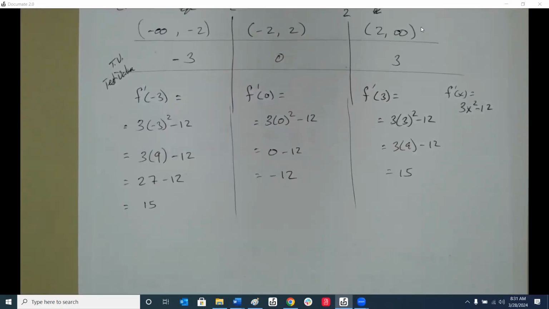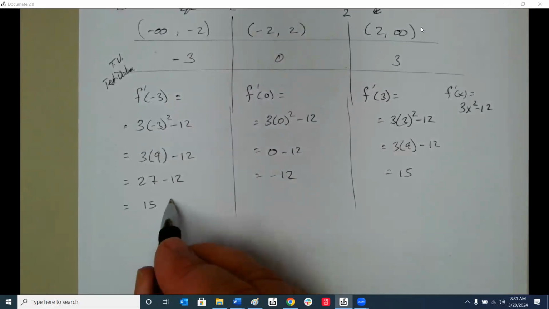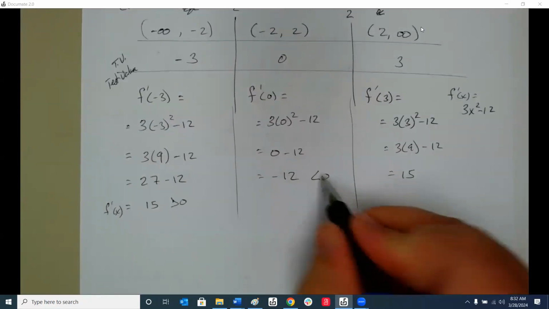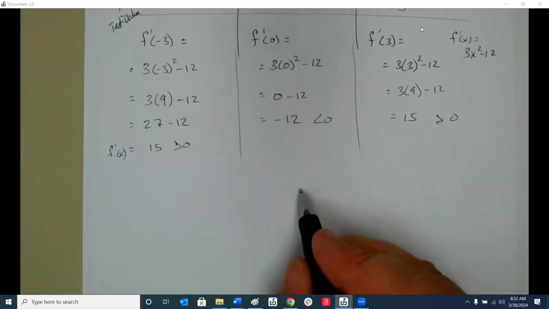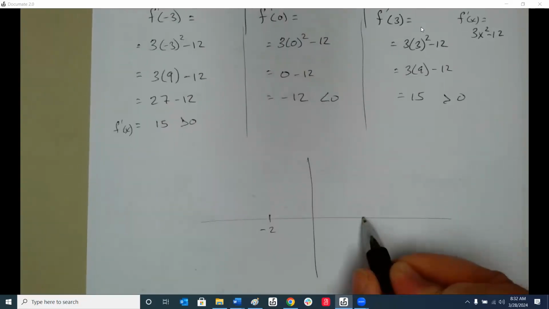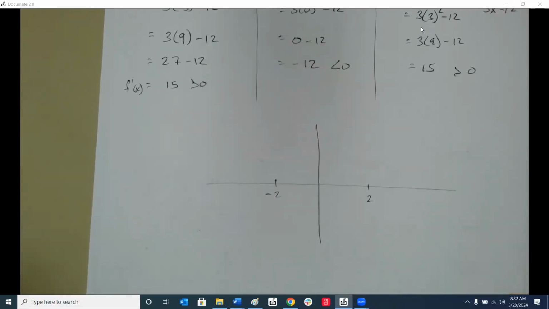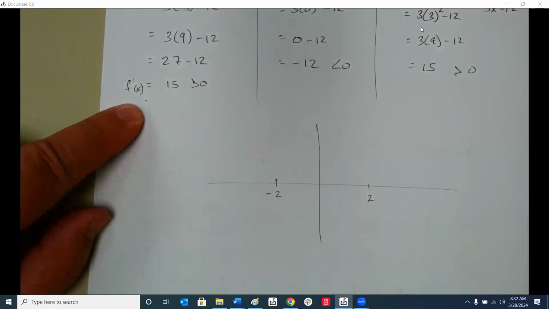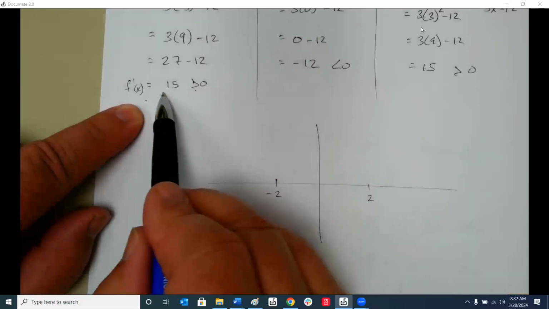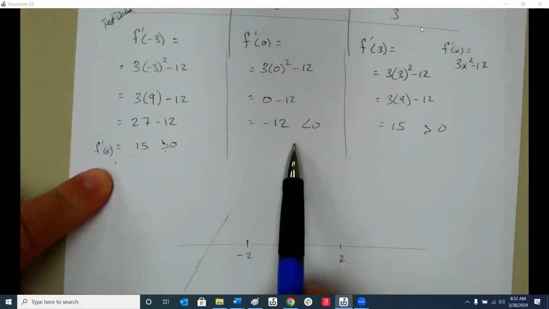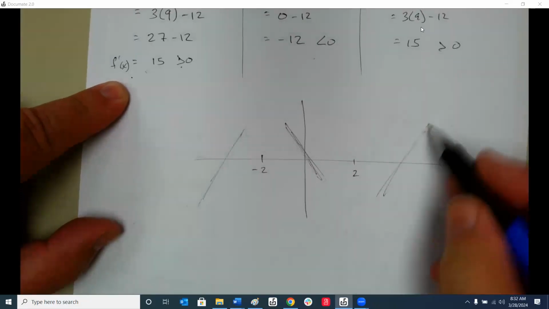So what does this tell us? Remember, this one, our first derivative is positive. This one's negative, and this one's positive. So at -2 and 2. On the left-hand side, what's the slope of the curve? Is it going up or down? It's positive, so it's going up. On this interval, the slope is negative, so it's going down. And at this interval, it's going up.